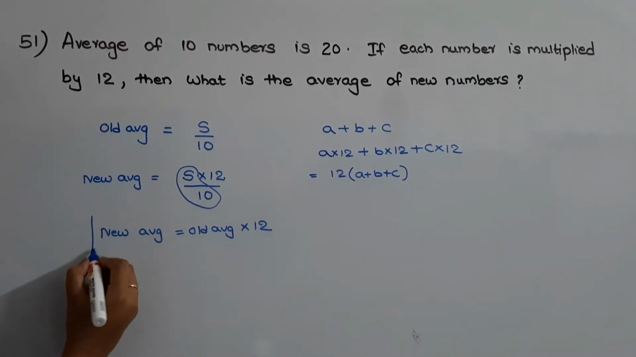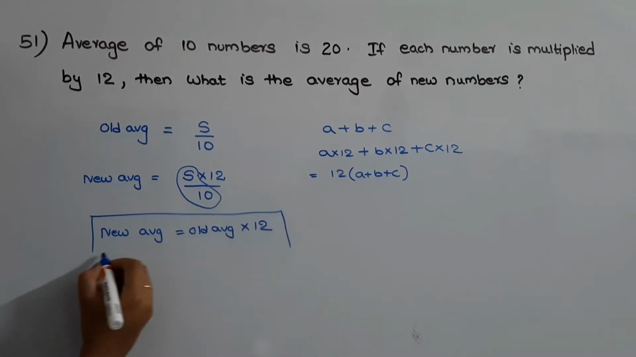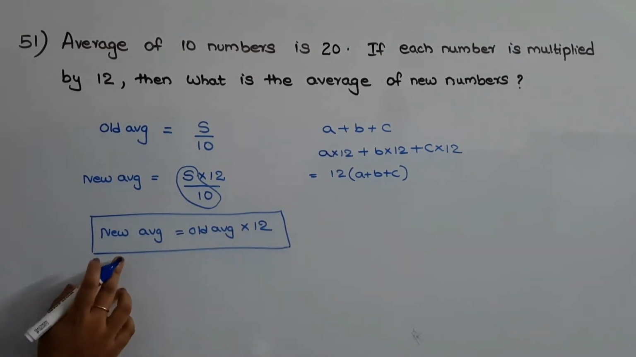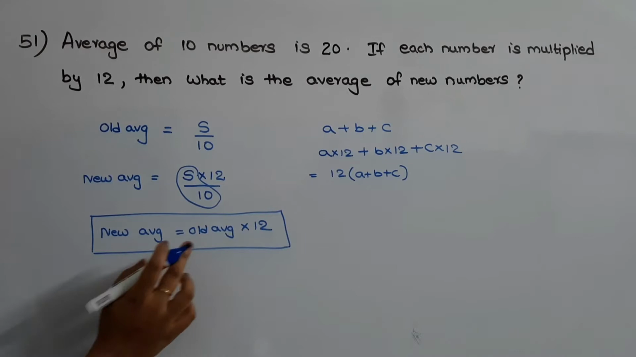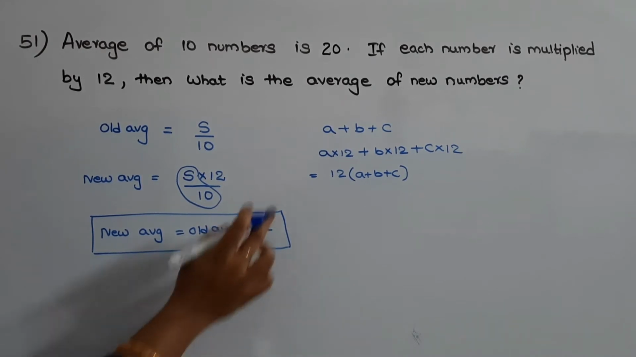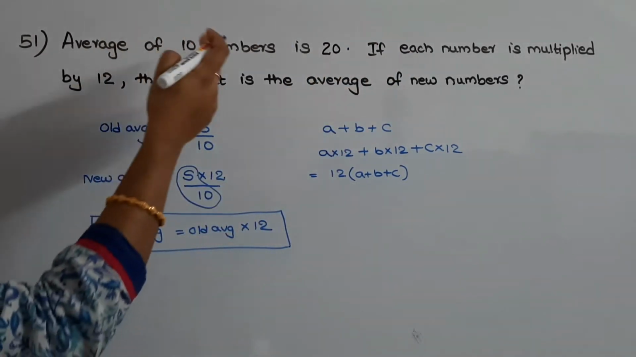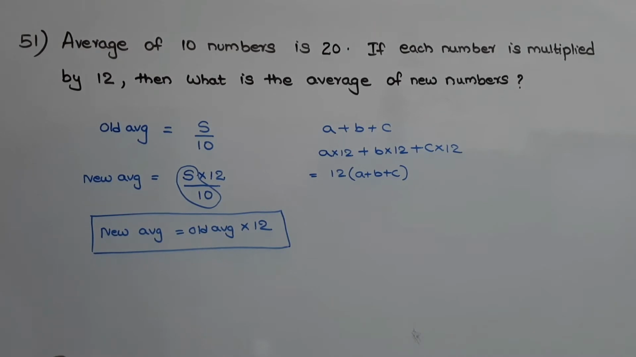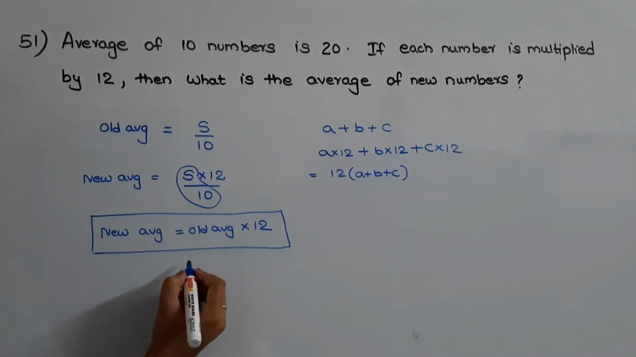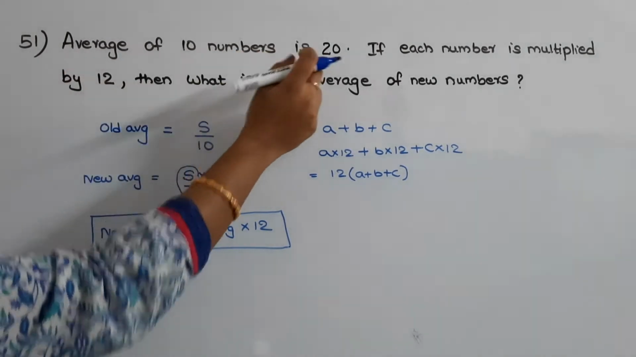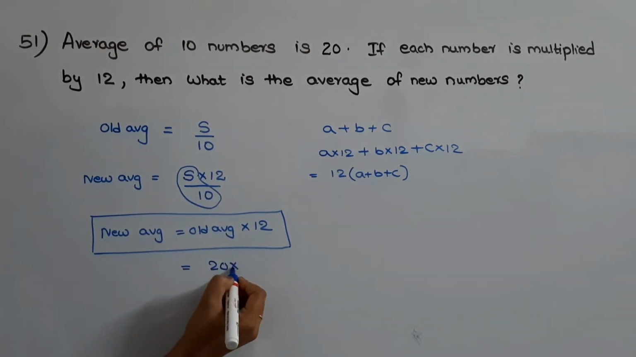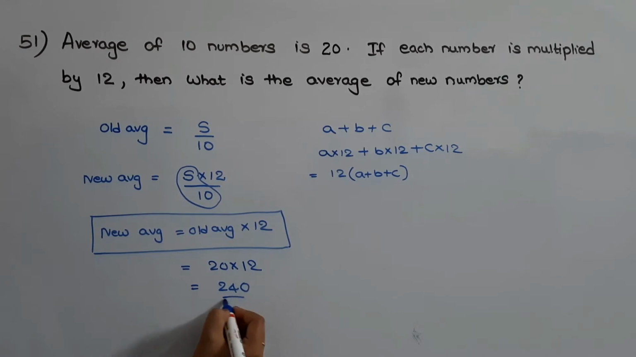So instead of writing all these steps, directly you can find out the new average as old average into the number which is multiplied to each of these numbers. So new average will be equal to old average, which is given as 20, into 12, that is equal to 240. So this is the answer.